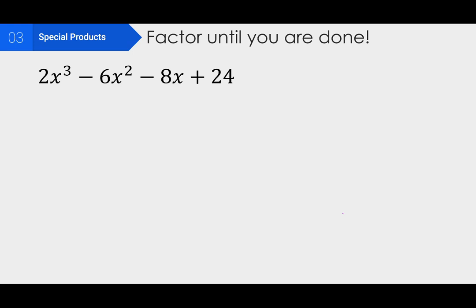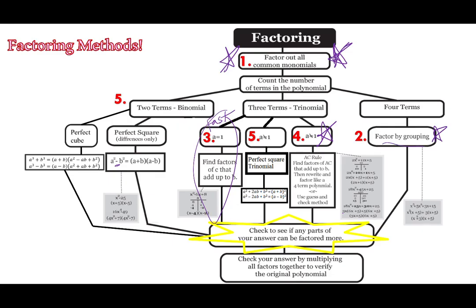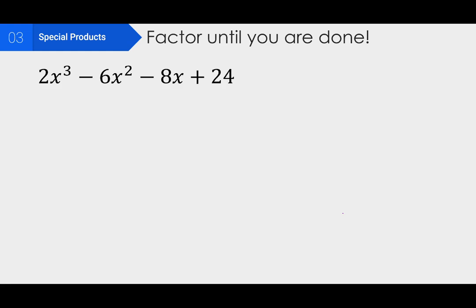Okay, 4 terms, let's start chopping now. We need to follow the number 1 rule, which is to always factor out any common terms or monomials. So looking at all 4 terms, I can factor out a 2. That's going to make my life a lot easier in the long run. So I'm left with x to the 3rd minus 3x squared minus 4x plus 12. Okay, now I have the 4th term.